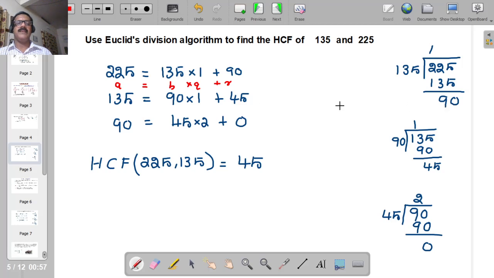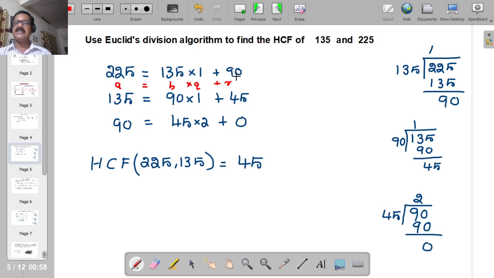So 225 is equal to 135 times 1 plus 90. So we have taken 225 as A. A is equal to B times Q plus R, where B is equal to 135, the quotient is 1, and R is equal to 90. So 225 is equal to 135 times 1 plus 90.